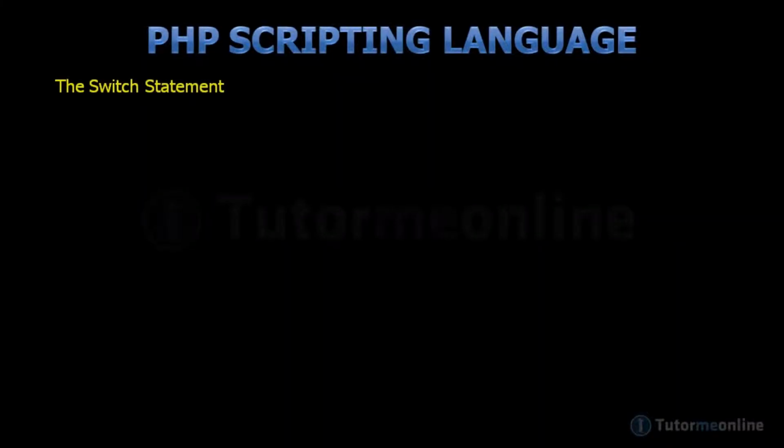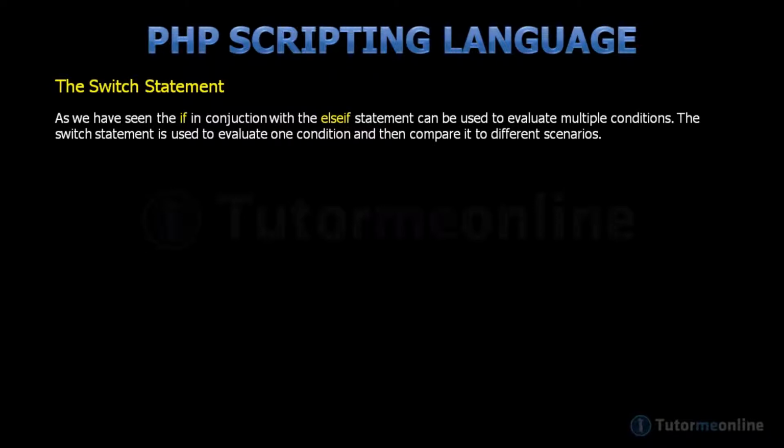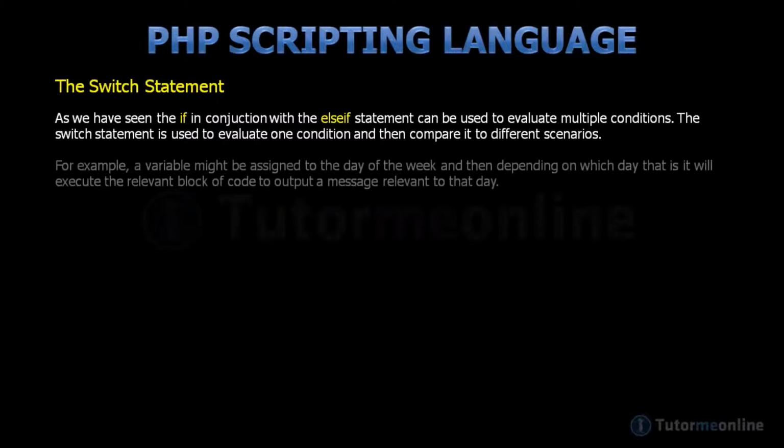Next, let's have a look at the switch statement. As we have seen, the if in conjunction with the else if statement can be used to evaluate multiple conditions. The switch statement is used to evaluate one condition and then compare it to different scenarios. For example, a variable might be assigned to the day of the week, and then depending on which day that is, it will execute the relevant block of code to output a message to that relevant day.